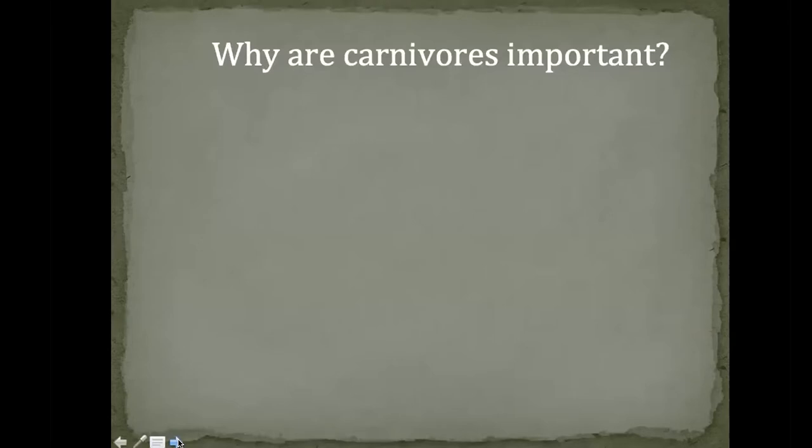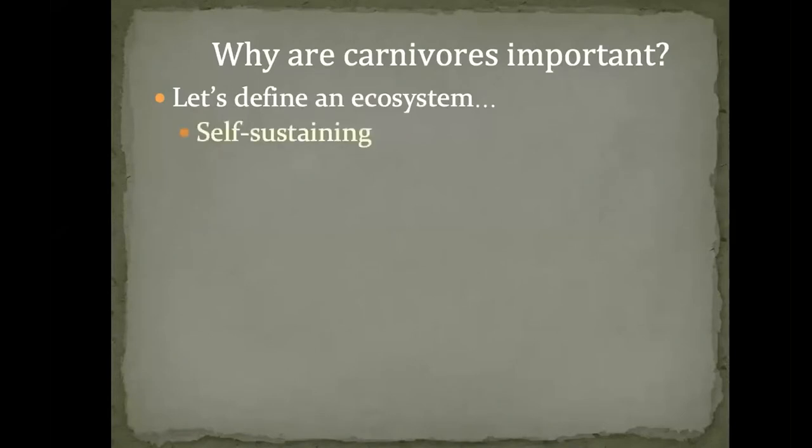So why are carnivores important? Let's consider what an ecosystem is first, because there are various definitions, but the one I prefer refers to a self-sustaining system with energy inputs and outputs. And if you think of a very simple trophic pyramid or a food chain or food web, your secondary and tertiary consumers, your predators, are always included as a means to keep the trophic levels below them in balance, self-sustaining.